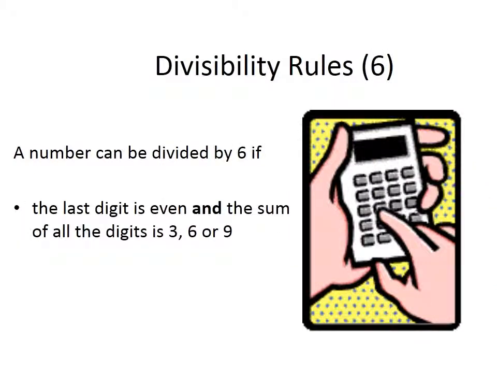6. We don't need a calculator for this one. It's really quite easy. The rules, just like we have with the 3, but there's one extra now. It has to be an even number, and then the sum of the digits will either be a 3, a 6, or a 9. And then yes, that large number is divisible by 6.